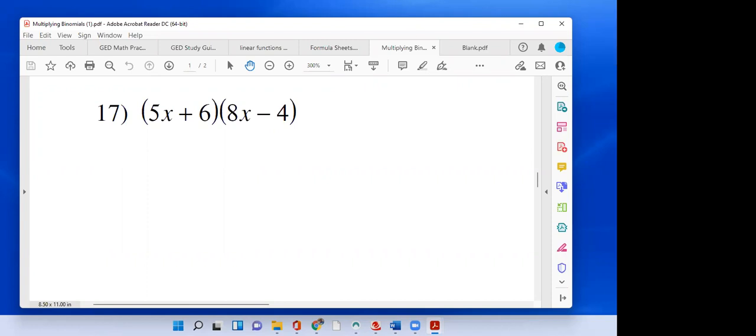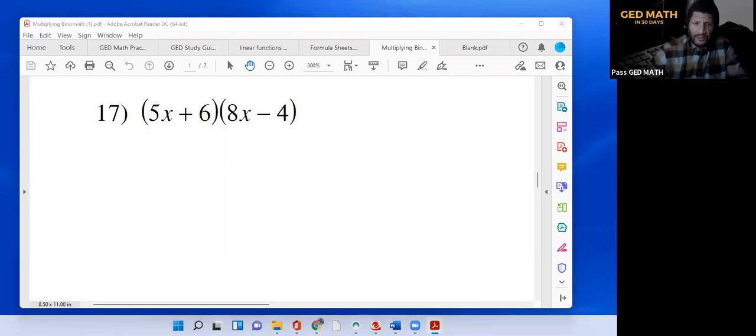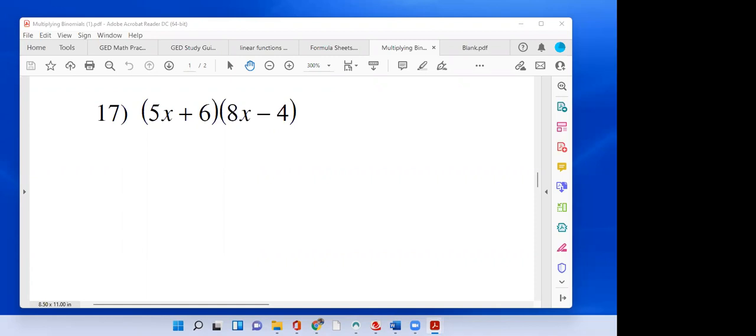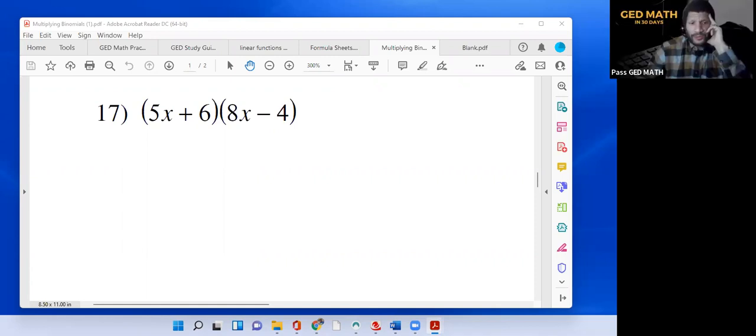So number 17. Come on, Jeremy. And what is this called? Multiplying binomials. But it basically is the distributive property. Binomial means two. Bi means two. That means you're multiplying two terms by another two terms. That's all that means.